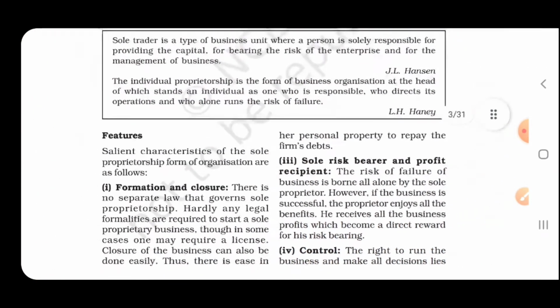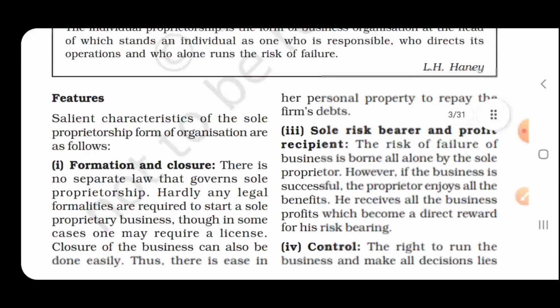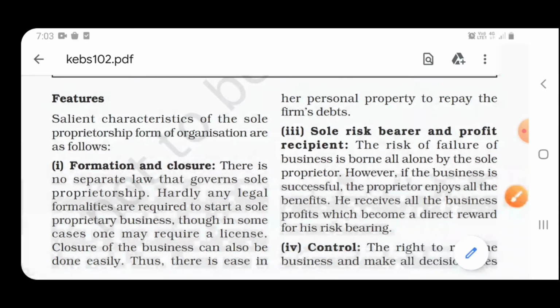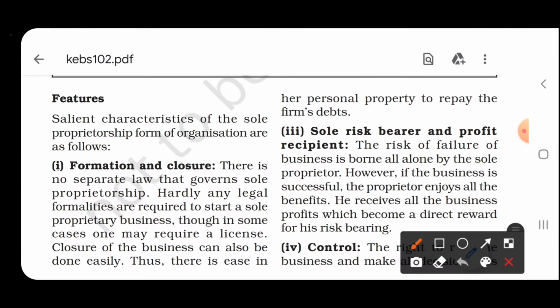Now we are going to look at the features of sole proprietorship. What are the features of sole proprietorship? The first one is formation and closure. There is no separate law that governs sole proprietorship. Hardly any legal formalities are required to start a sole proprietary business, though in some cases one may require a license. That is, there isn't a separate law for carrying out a sole proprietorship. The only thing is that they have to acquire a license before starting.